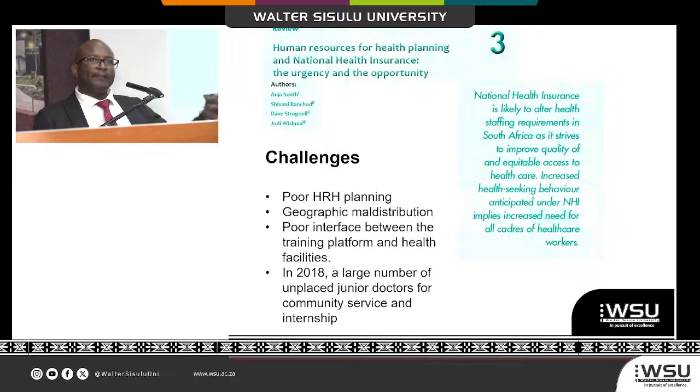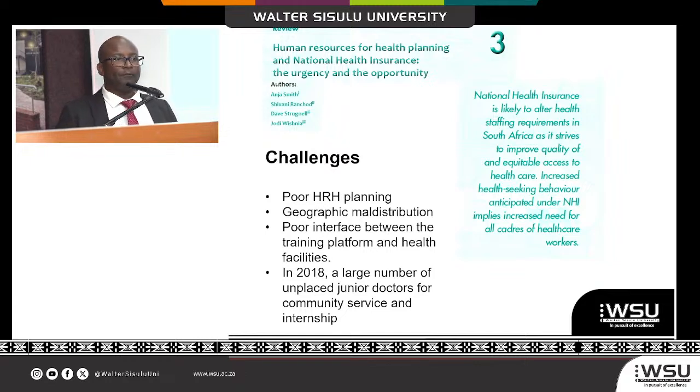And again, I'm not a Nobel Prize candidate, because many of these things have already been said before. The challenges have long been known. Smith and colleagues actually summarized this very well. There is poor human resource for health planning within the country. There is geographic maldistribution, and not just in South Africa, by the way, across the board. Poor interface between the training platform and health facilities. And then in 2018, they referred to a large number of unplaced junior doctors.